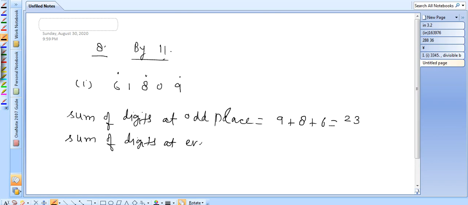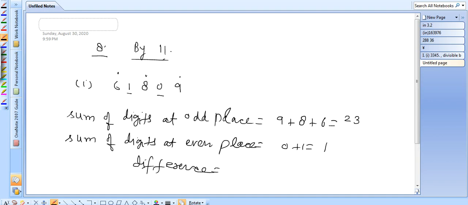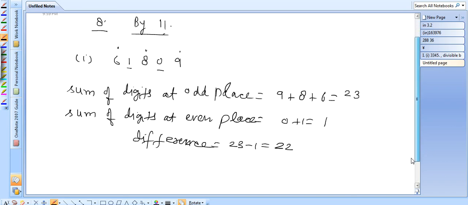Okay, and sum of digits at even place. Even place कौन से होंगे? Second and fourth, obviously. So the sum is 0, 1, that is 1, and find the difference. So you can write the difference is 23 minus 1 is 22. You can see that 22.